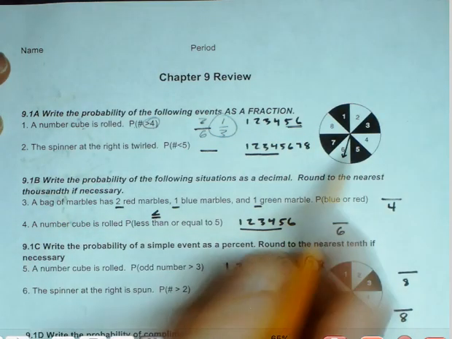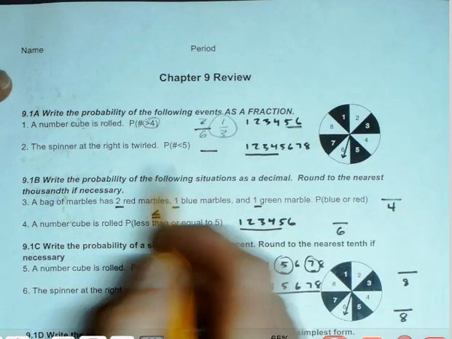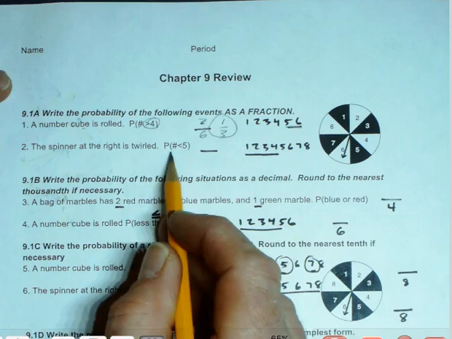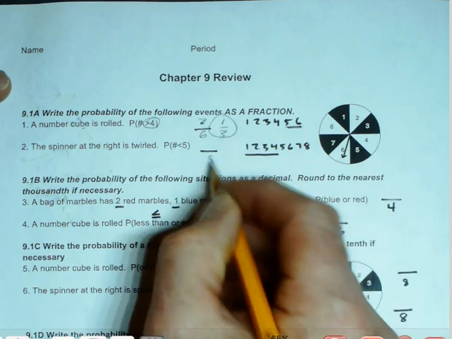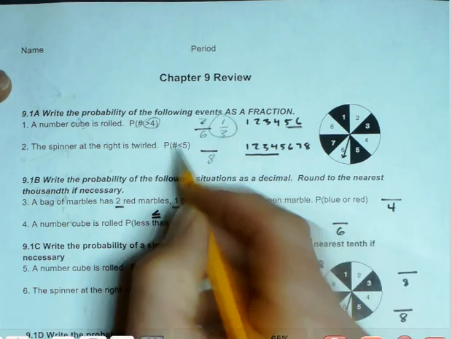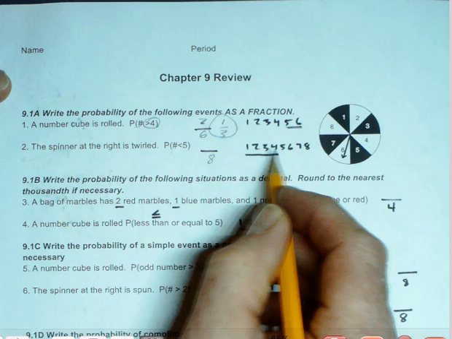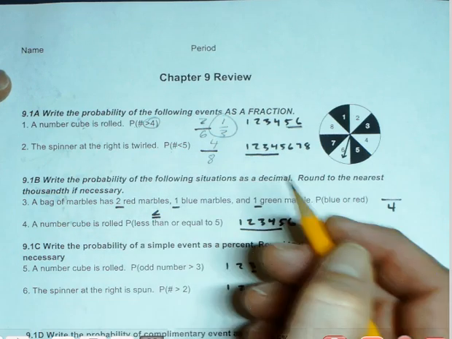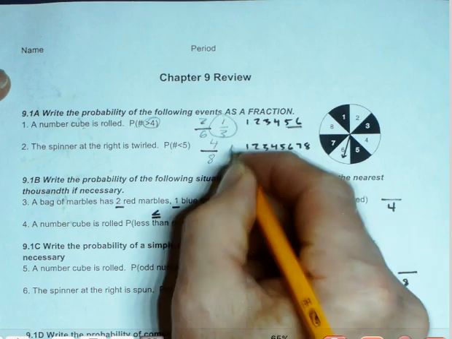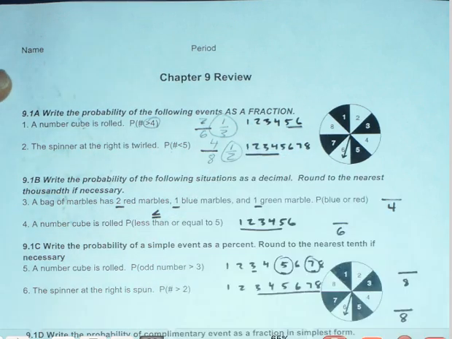The spinner at the right is twirled. We're looking for the probability of a number less than 5. Well, there are 8 numbers on there, so there could be a total of 8. And let's see, less than 5. Well, we've got 4, 3, 2, and 1. All of these are less than 5. So we have a probability of 4/8, which we can reduce to 1/2.